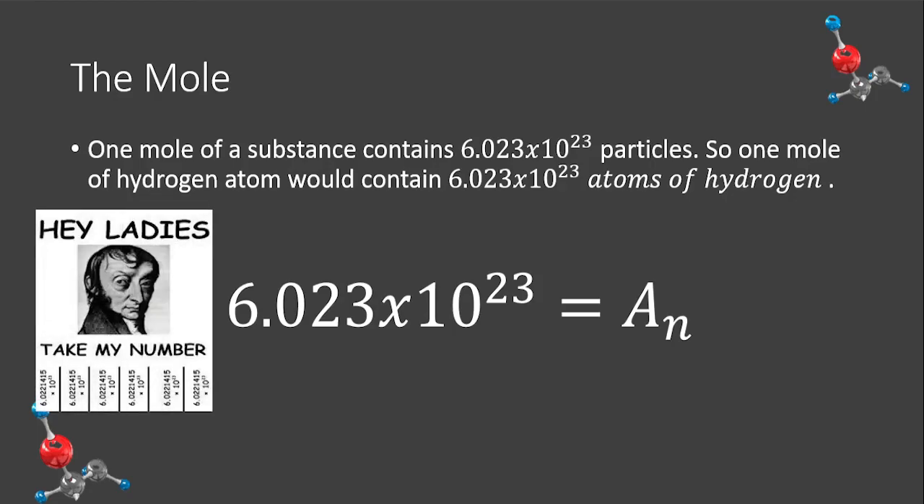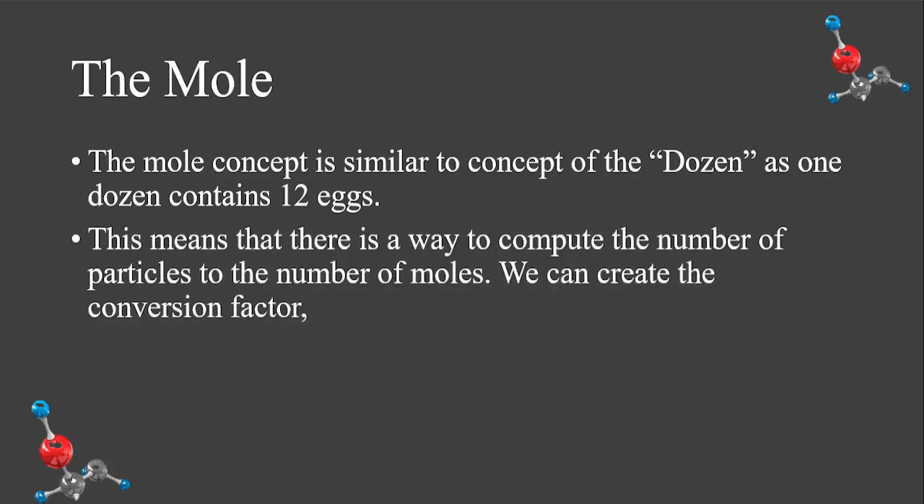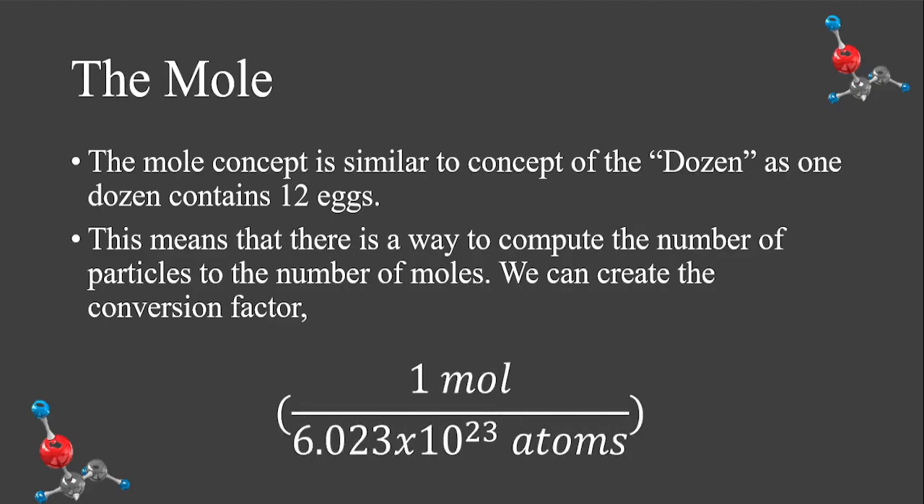The mole concept is similar to the concept of the dozen, as 1 dozen contains 12 eggs. This means that there is a way to convert the number of particles to the number of moles. We can create the conversion factor knowing the ratio of moles to atoms is 1 mole has 6.023 times 10 to the 23 atoms.